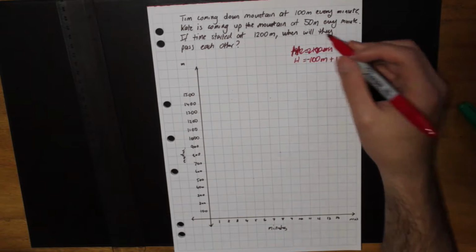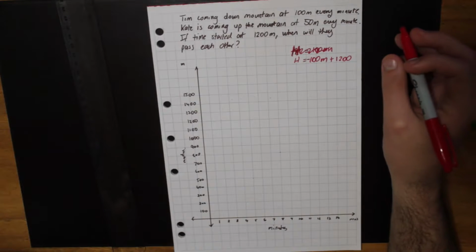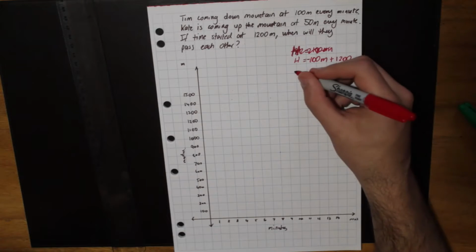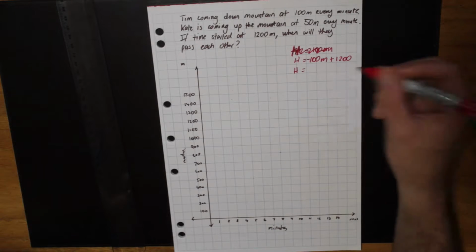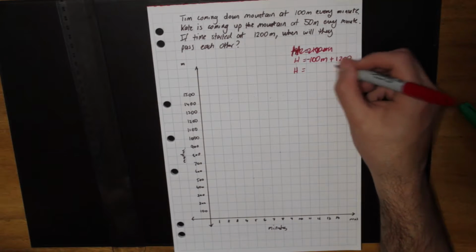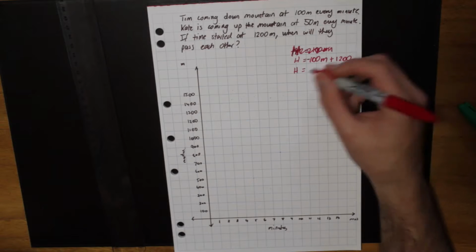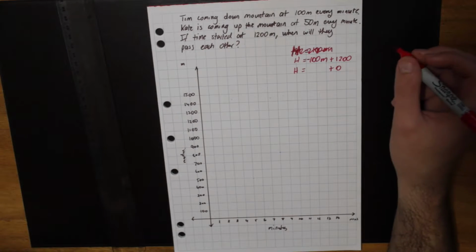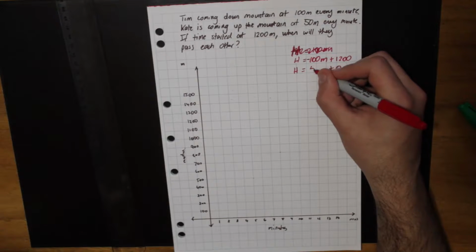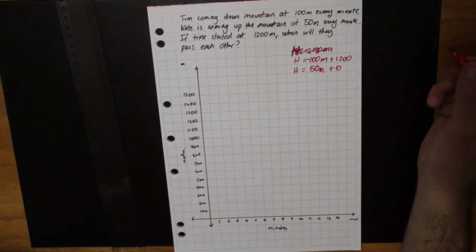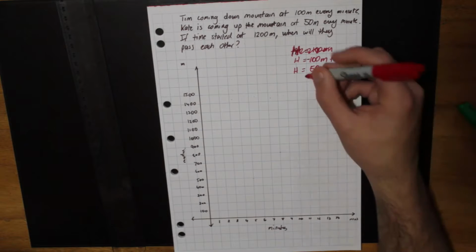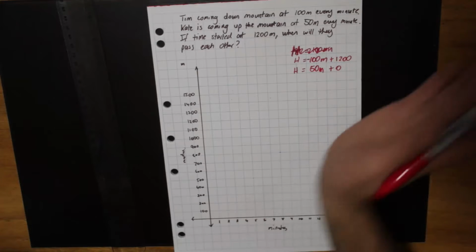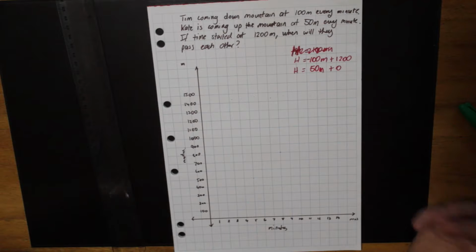Okay, so Kate here, on the other hand, her height, well, she's starting at 0, so we don't need to put anything here because her y-intercept is just going to be plus 0. Okay, and she's going up the mountain at 50 meters for every minute. Positive 50, remember, because she's going up the mountain. So now let's plot this and see what it might look like.